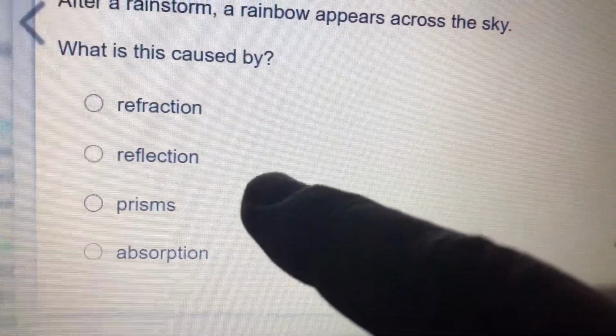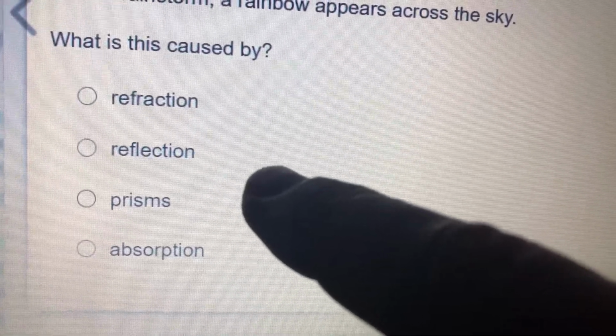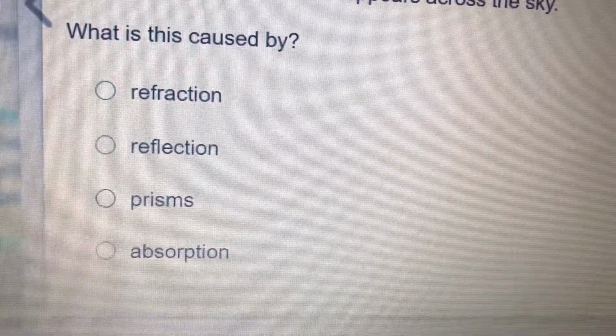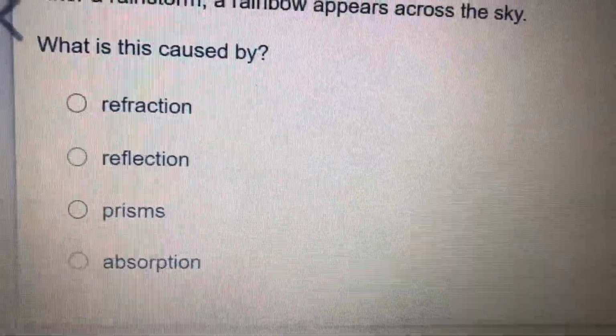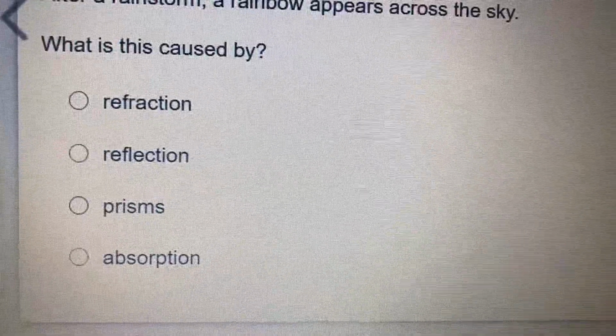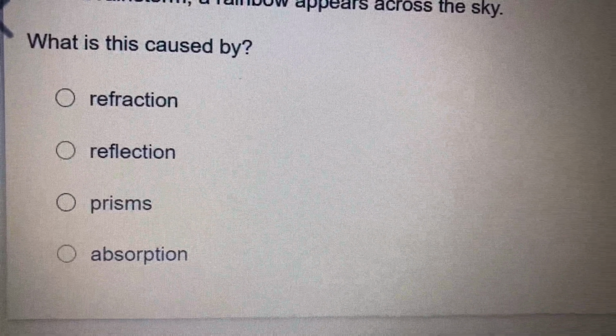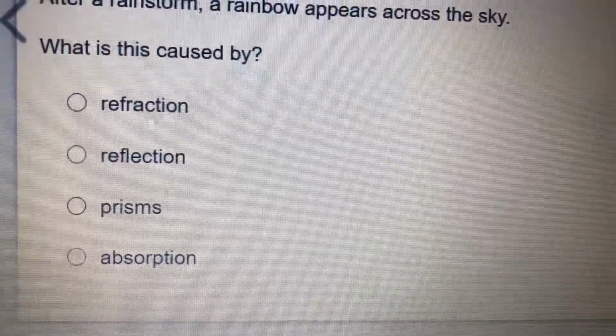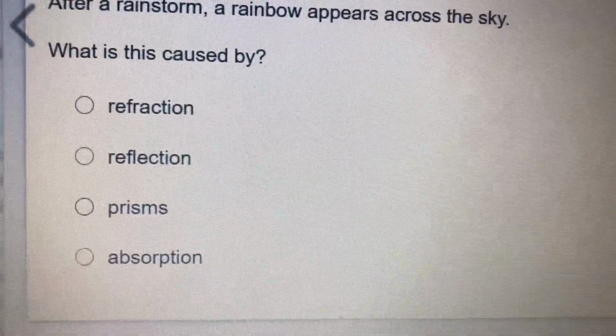Refraction, reflection, prisms, and absorption. Okay, so we know that a prism, you remember, is like a triangle, or actually it doesn't have to be a triangle, but it's like a lens, a glass, right? And even water can be a prism. And when light goes through it, it's broken down into the different color waves.